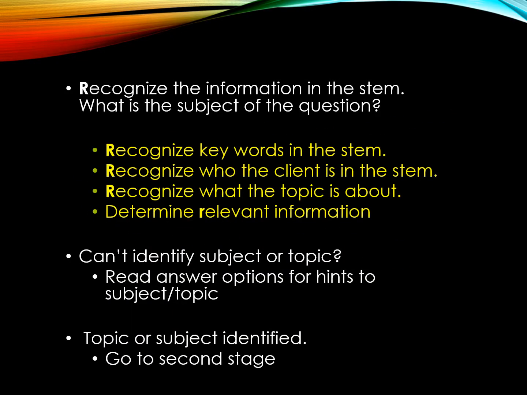Okay, using your decision tree handout. Recognize the information in the stem of the question. What is the subject of the question? Recognize keywords in the stem. Recognize who the client is in the stem. Recognize what the topic is about, and determine relevant information. Can't identify the subject or topic? Read the answer options for hints to the subject or topic. Okay, topic or subject identified, then you go to the second stage.